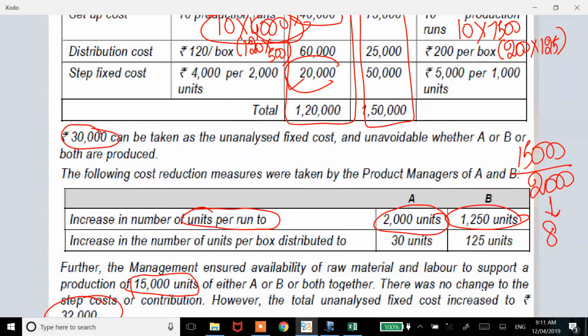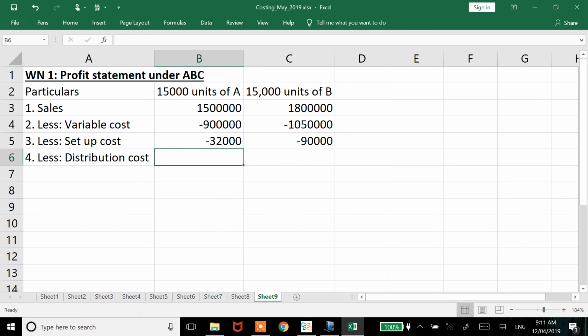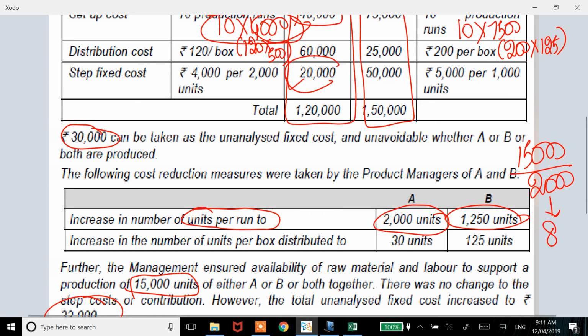Now it again continues to be 500, because the number of units per box distributed increases to how much? 30 units. So for 15,000 units you need 15,000 divided by 30, which is 500 boxes. The requirement continues to be 500. So this is going to be 120 into 500. The important part is you will have to distribute the cost here.